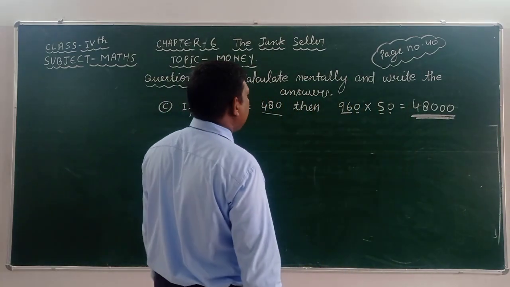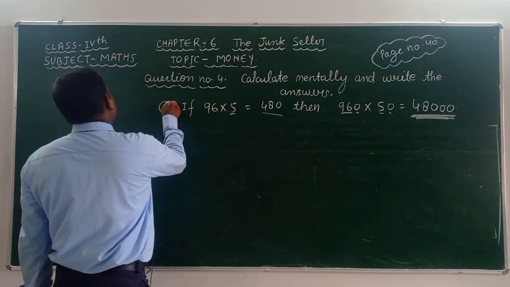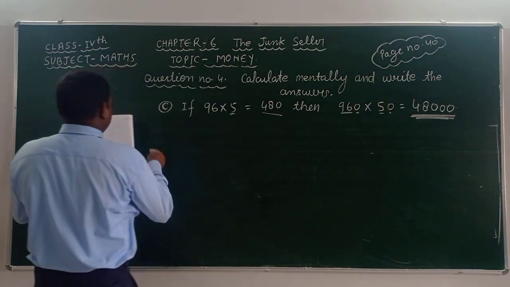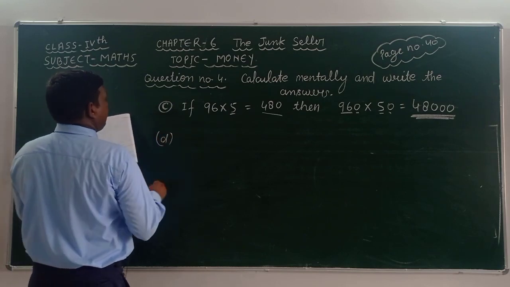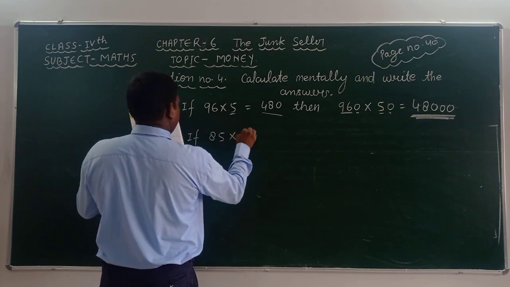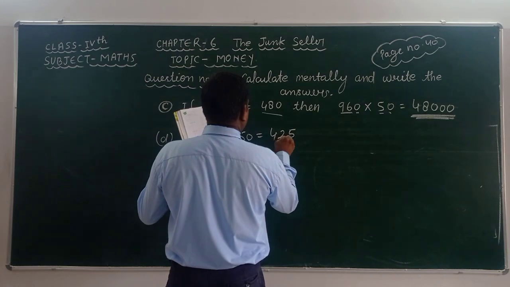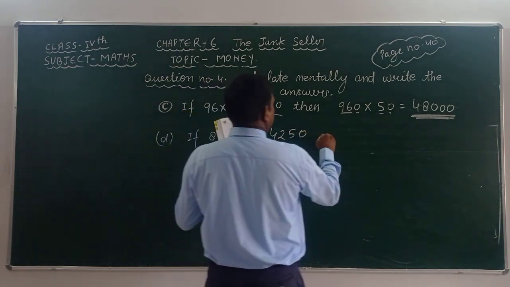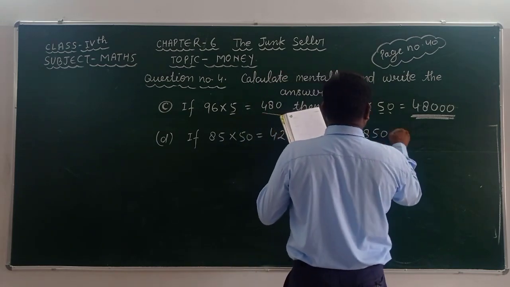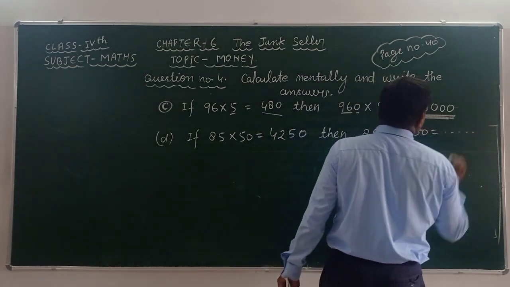Understand? Similarly, we can solve all questions of this type. Okay, look, question number 4 of D is: if 85 multiplied by 50 is equal to 4,250, then 850 multiplied by 500 is equal to how many?